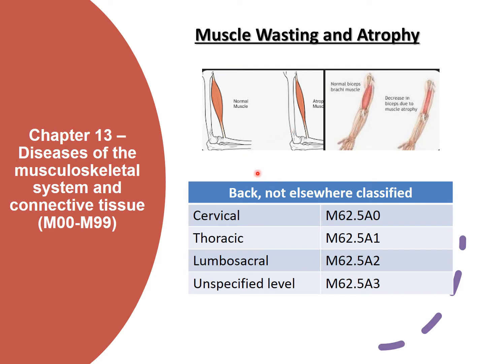Coming to the new codes. For the back region, for cervical region, the code is M62.5A0. For thoracic region, the code is M62.5A1. For lumbosacral region, the code is M62.5A2. For unspecified level of the back, the code is M62.5A3.